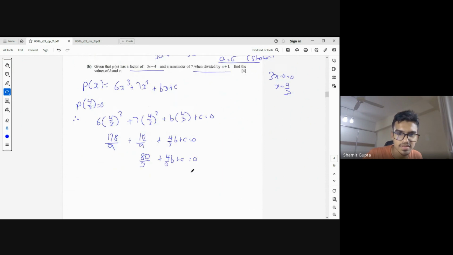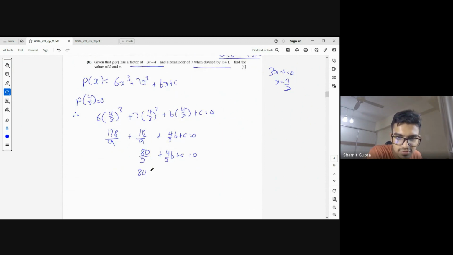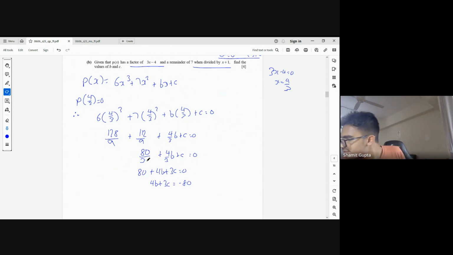Am I running out of space? Yes, I am. So I have to be a bit conservative. So 80 plus 4b plus 3c equals 0. So 4b plus 3c equals negative 80 is my first equation.